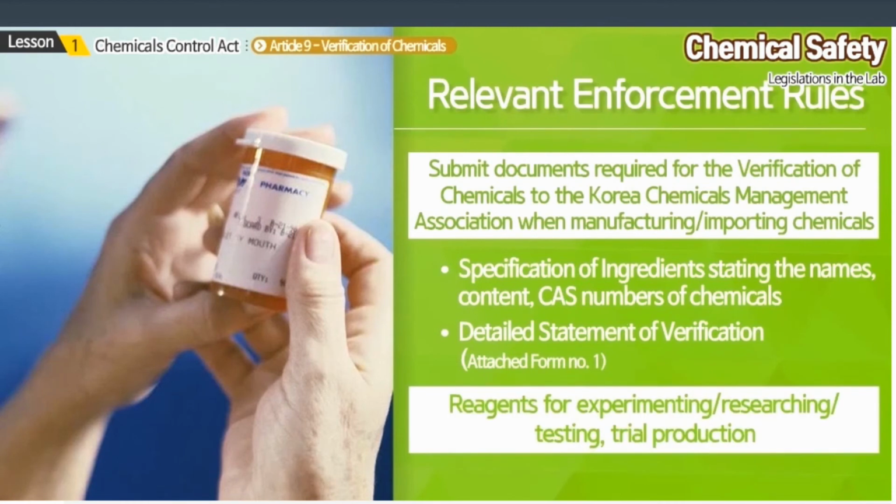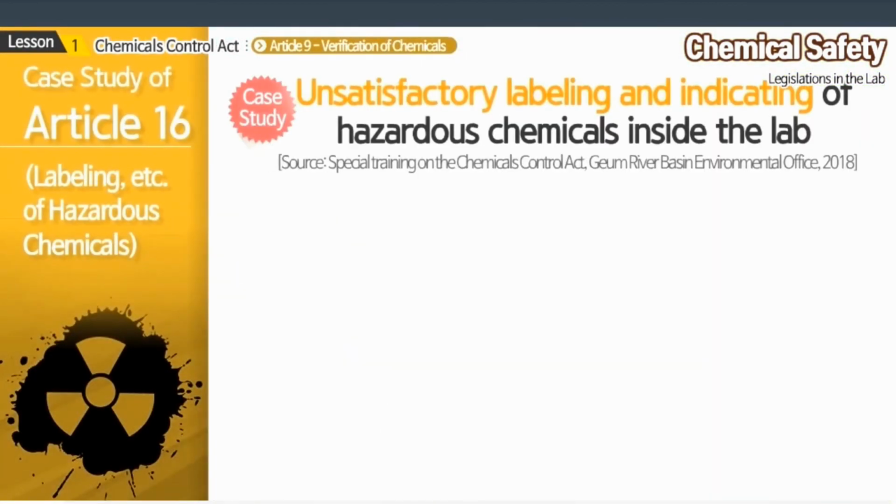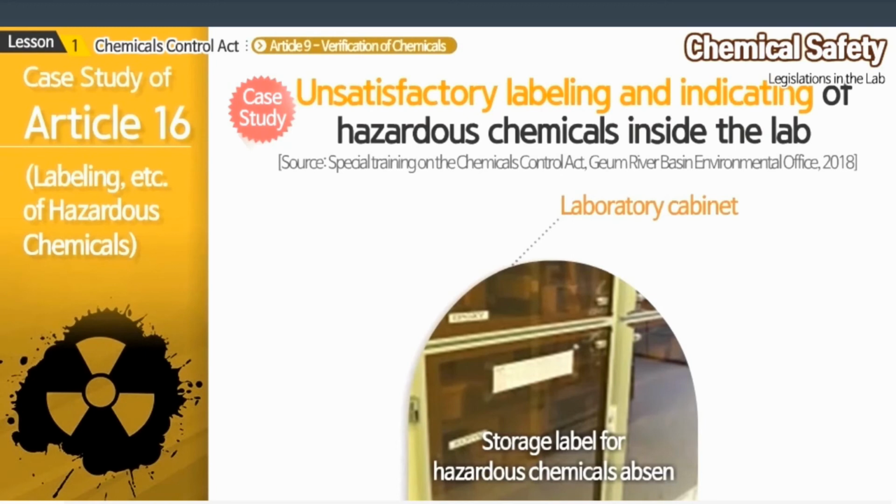A detailed statement of verification regarding a chemical not directly related to a release in the market, such as a reagent for experimenting, research, testing, or a chemical for trial production, may be submitted within 30 days after it is manufactured or imported. Here, we have a case study regarding the labeling of hazardous chemicals. Inspections revealed unsatisfactory labeling and indicating of hazardous chemicals inside this lab. Hazardous chemicals are physically dangerous and harmful, which means accidents can happen when different chemicals are stored together.